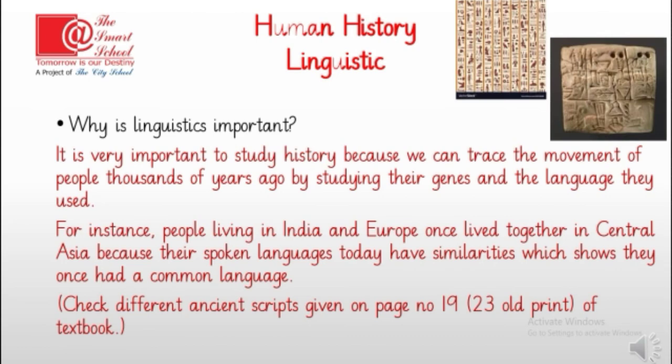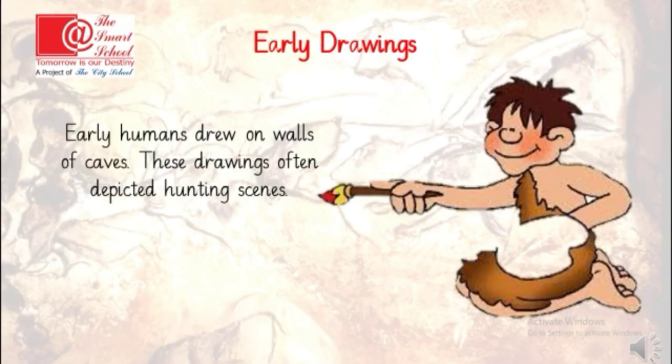Now you can check on this page also, we have given a few scripts here, and you can check it on page number 19 of your book. Students having the old print will find different scripts used by the ancient humans, ancient people. They will find it on page number 23 of their textbook.